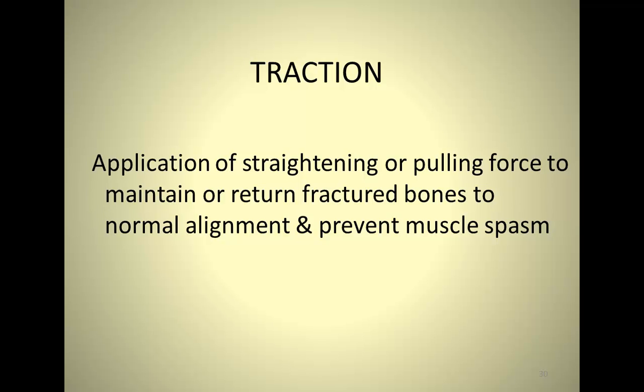Onward to traction. Well, we've got some talking to do here. So, traction is the application of straightening or pulling force to maintain or return fractured bones to normal alignment and prevent muscle spasm. If you can get those bones to meet back together the way they're supposed to be, you'll have less spasming. Because what's happening is those muscles are just trying to get alignment back the way it's supposed to be.